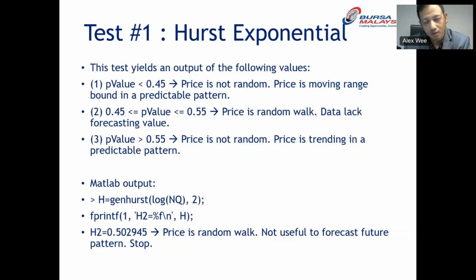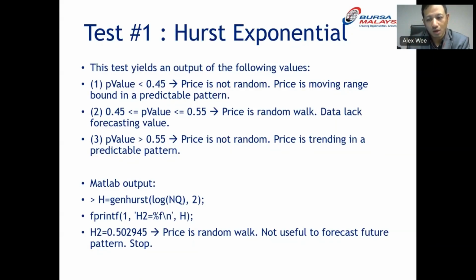Why? Simple. If the Hurst exponent value is less than 0.45, pick up the range strategies: Bollinger Band strategy, MACD strategy, RSI strategy, stochastic strategy. Take them out, they will work. If the market is trendy, take out the Ichimoku strategy. Take out the moving average crossover.